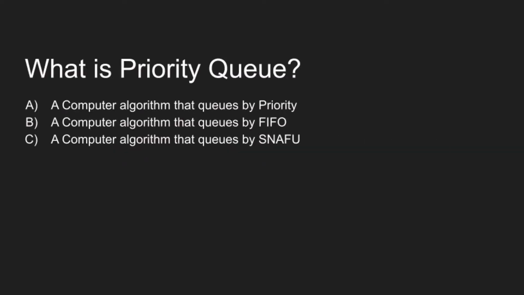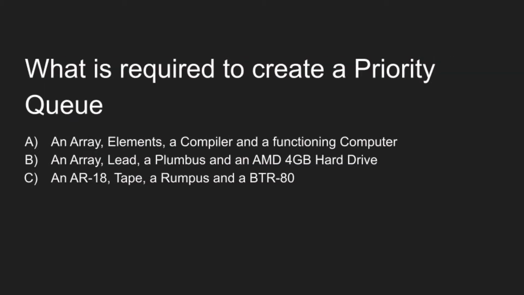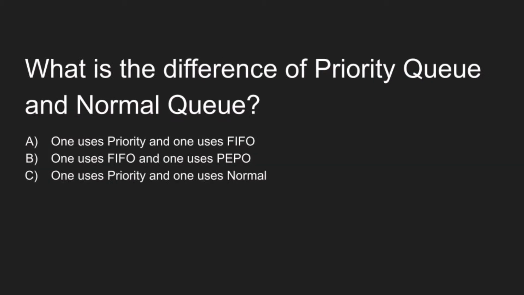What is a priority queue? What is the most important thing to do when modifying the queue? What is required to create a priority queue? What is the difference between a priority queue and a normal queue?